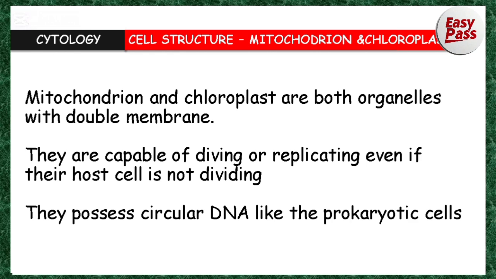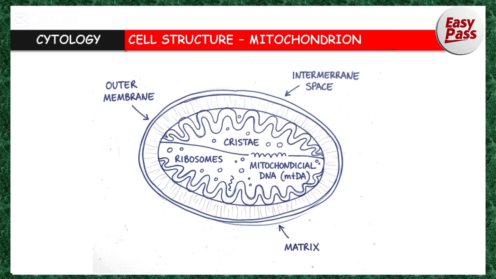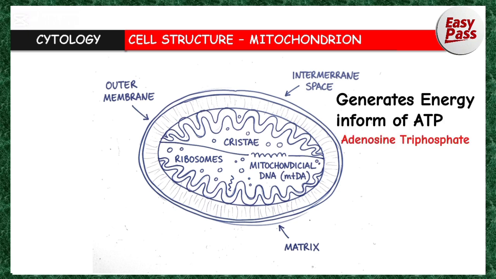Now let's go back to the mitochondrion. Mitochondrion on its own has two membranes, as I've said, the outer and the inner membrane. The inner membrane is folded to form cristae. And the major function of mitochondrion is to generate energy in the form of ATP, adenosine triphosphate.